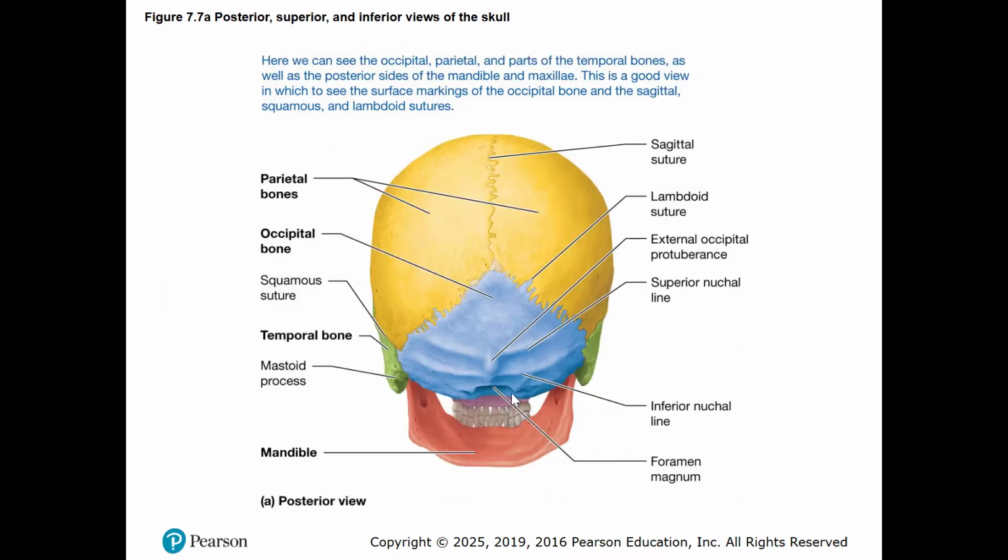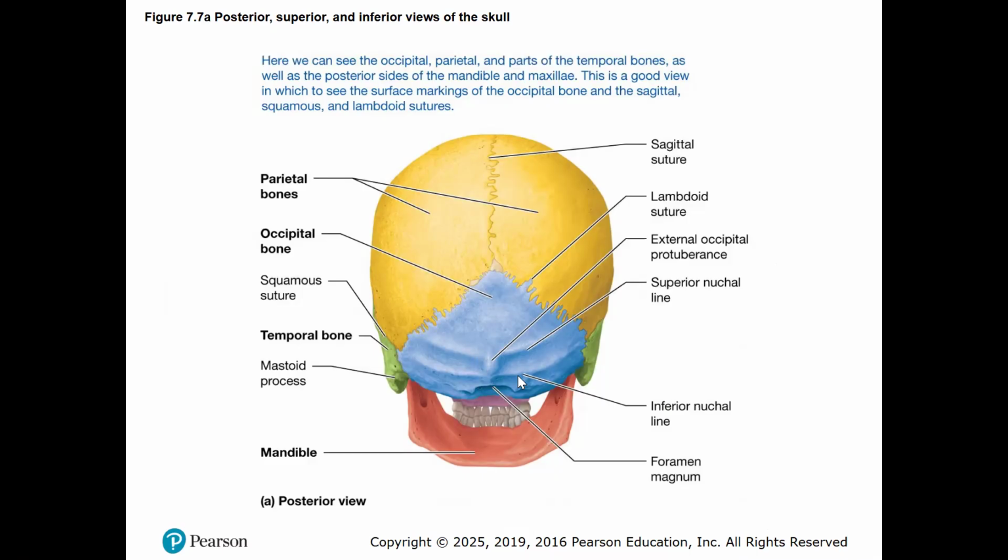And then, ooh, here's a very good view, the posterior view of the cranium. You see your sagittal suture, your lambdoidal suture here that's going to join the left and right parietal with the occipital. You see the external occipital protuberance we talked about here. Okay, that notch here is the foramen magnum.